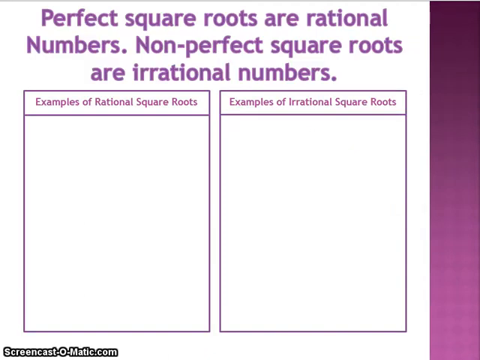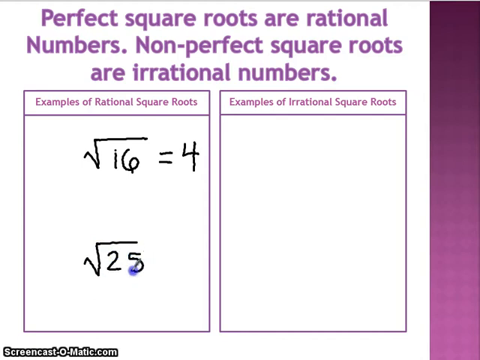Now, perfect square roots are rational numbers, and non-perfect square roots are irrational numbers. We learned about this last time. For example, the square root of 16 is a perfect square root, and it's rational because it's equal to the number 4. The square root of 25 is also rational because it is equal to the number 5. 5 times 5 results in 25.